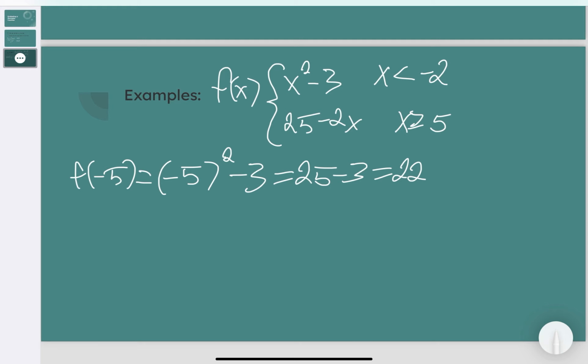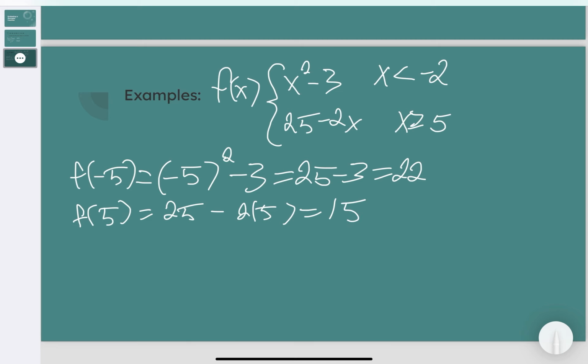Let's solve for f of 5 now. So which equation would it be? Would it be the top or the bottom? It's going to be the bottom equation because the included values for this one is x is greater than or equal to 5. So we have 5 here, so it's going to be the bottom equation. And this is going to look like 25 minus 2 times 5 equals 15.